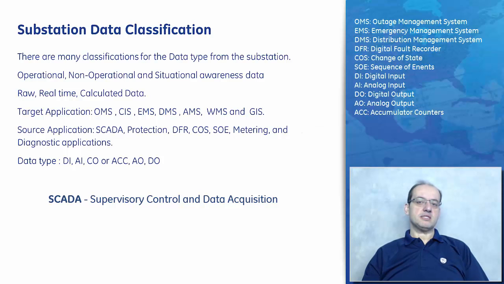If we take that a step further, the finest data that can be collected is the five types of data, which is digital input, analog input, digital output, analog output, and counters or accumulators. That's how we convert the data from the primary equipment, the breakers, the transformers, the switchgear, into one of these five types that then get converted into a protocol that gets communicated back to the management systems.